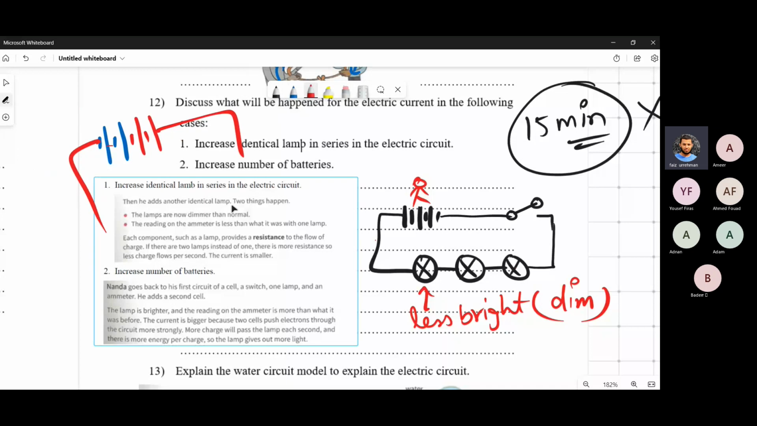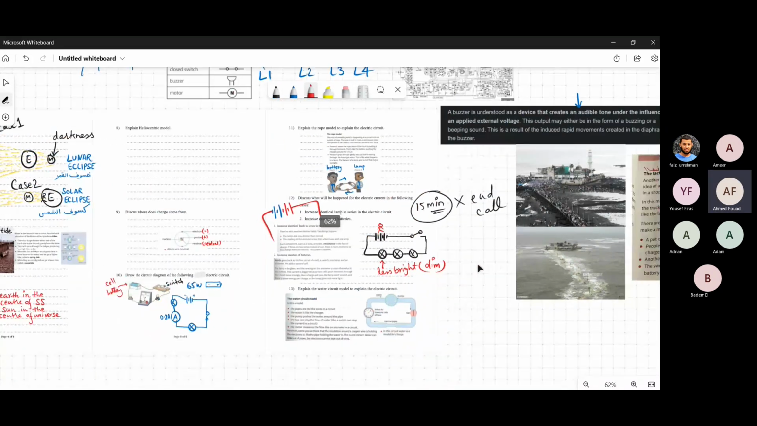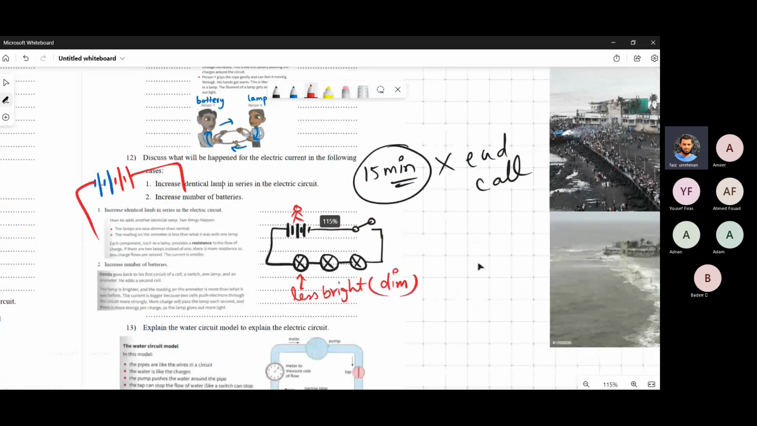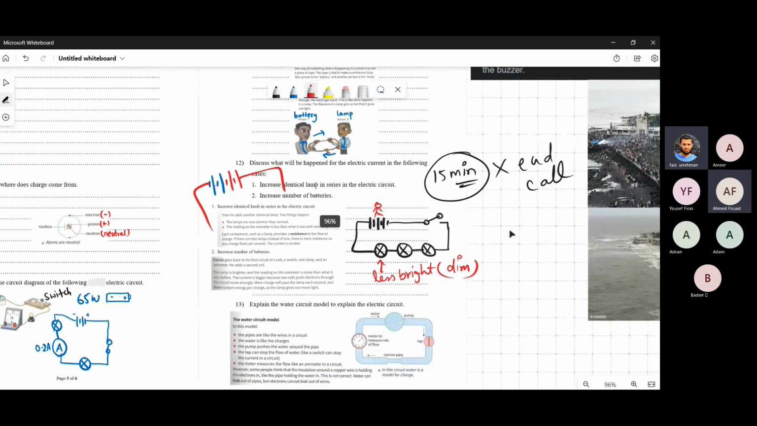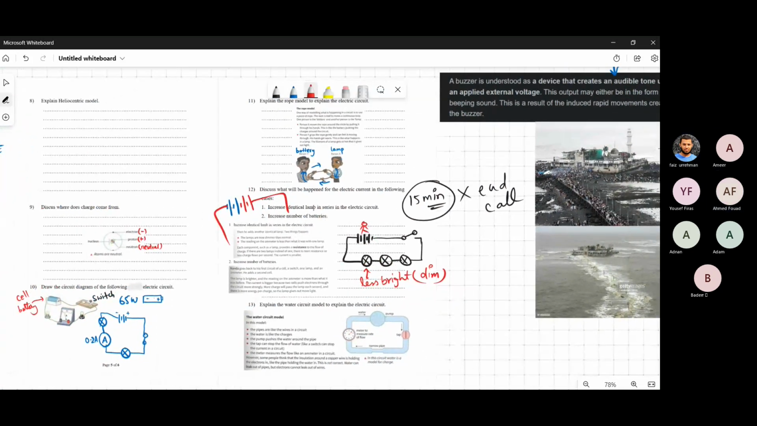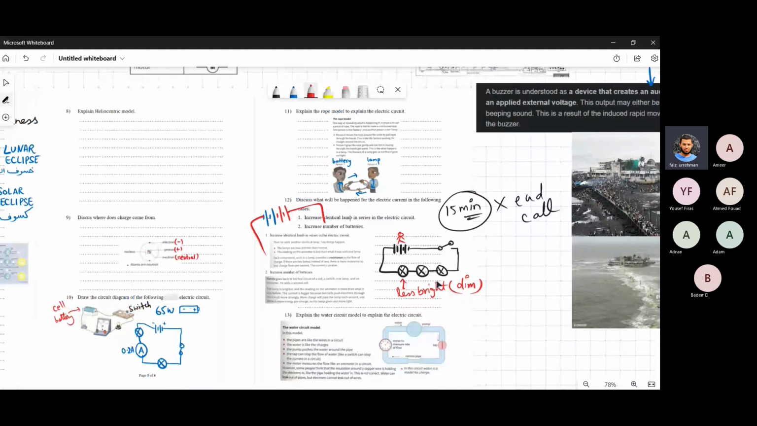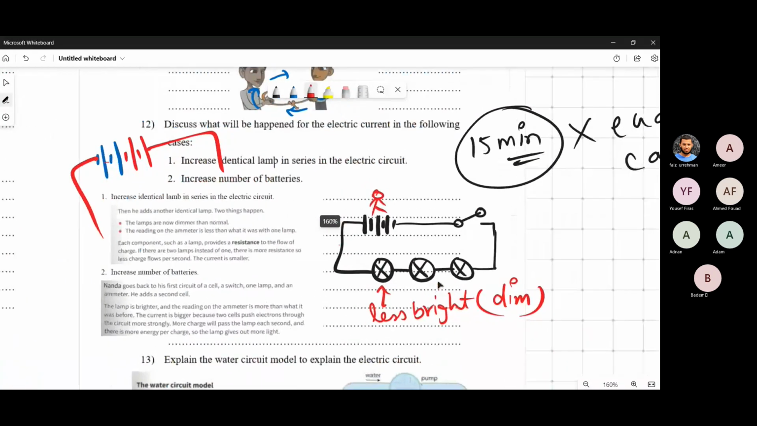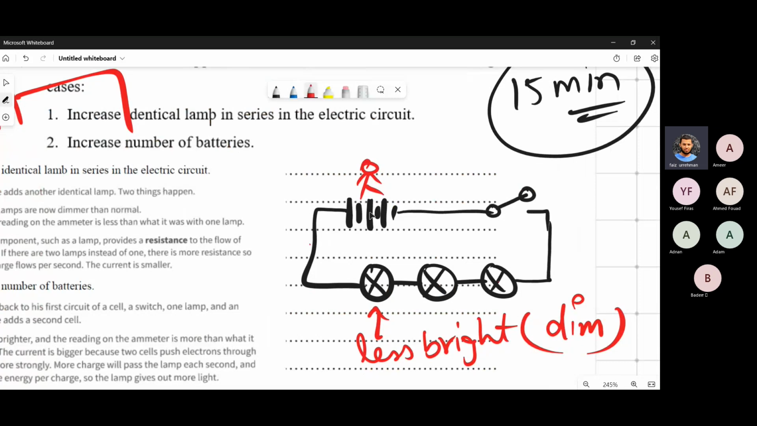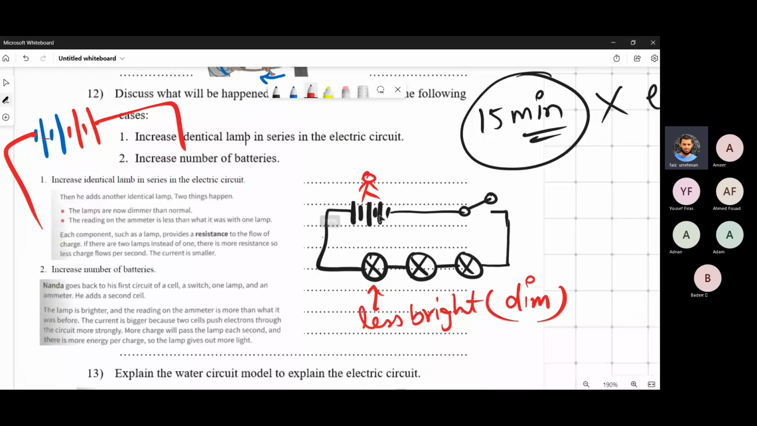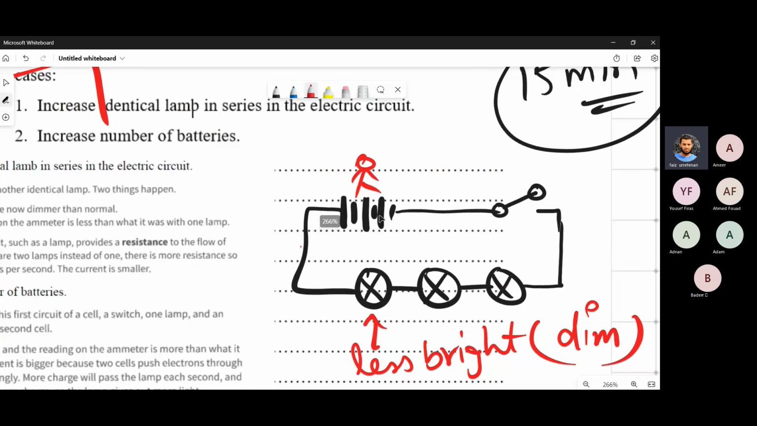Okay. Mister. Now I will end the call. What if you add an ammeter and remove all the lamps? Will it have a higher reading? Yes. If you don't have a single lamp, you remove all the lamps and you have the ammeter, it will show the highest value of as much as the ampere is there in the battery, because a bigger battery has a bigger ampere level and a smaller battery has a smaller ampere level.